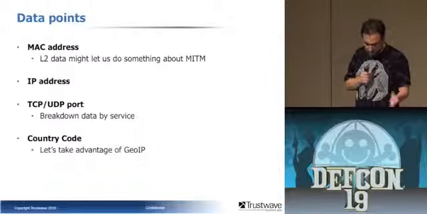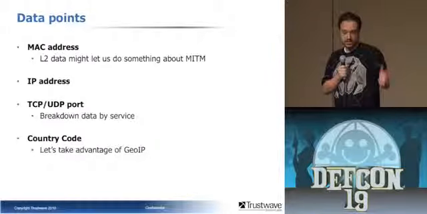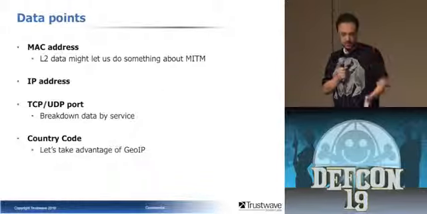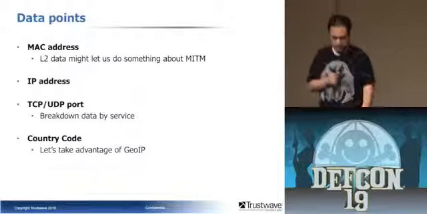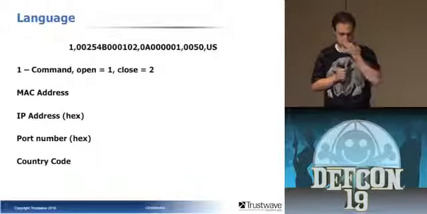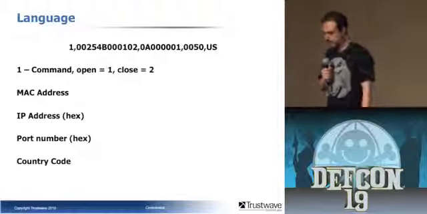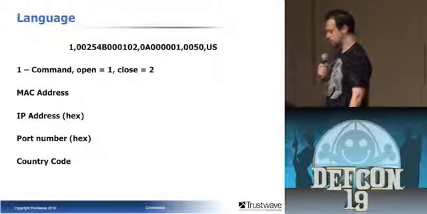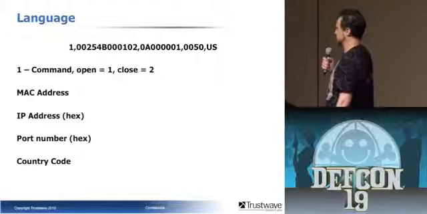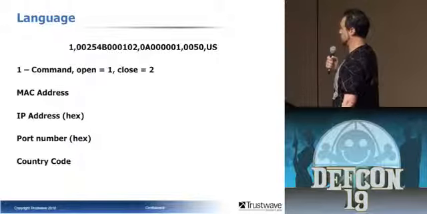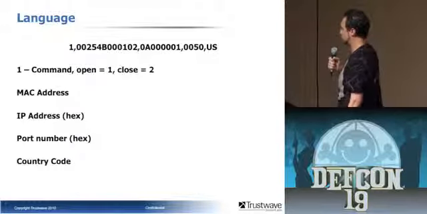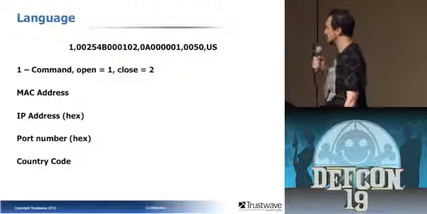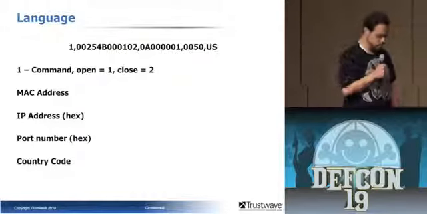So, data points. Here's what I'm sending: MAC address, IP address, TCP or UDP port, and country code. Here's what it looks like. I can say I wrote my own protocol, but really all I did was take 1 for open, 2 for closed, and then put a bunch of other stuff in hex separated by commas. If you could call that a protocol, yeah.